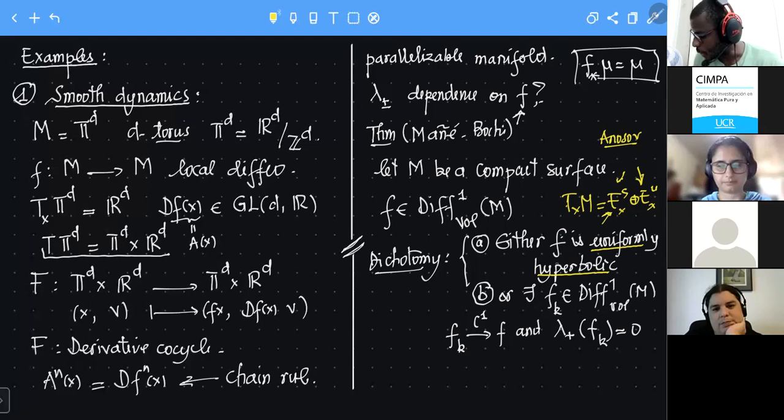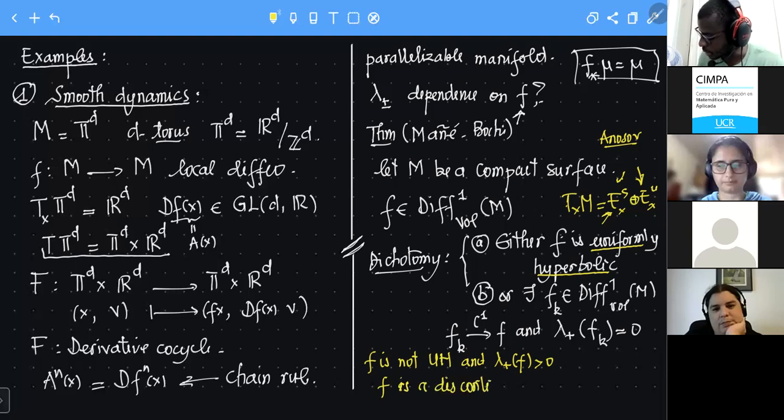And if you are not uniformly hyperbolic, you can be approximated by diffeomorphisms in the C1 topology that have Lyapunov exponent 0. So assume that F is not uniformly hyperbolic, and the Lyapunov exponent of F is positive. Then F is a discontinuity point for lambda plus, because you can approximate F by diffeomorphisms having 0 Lyapunov exponent.